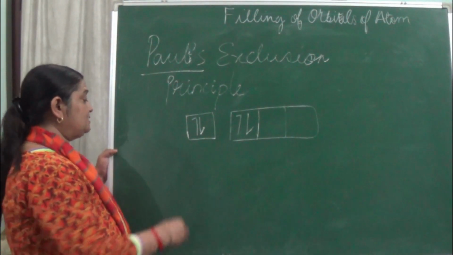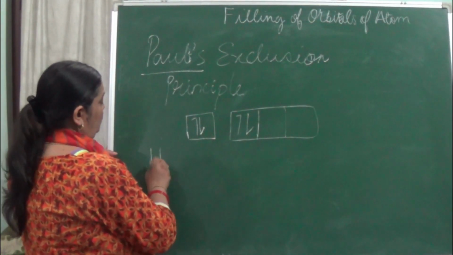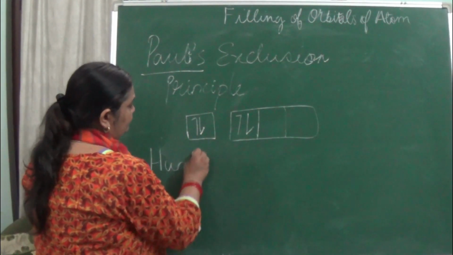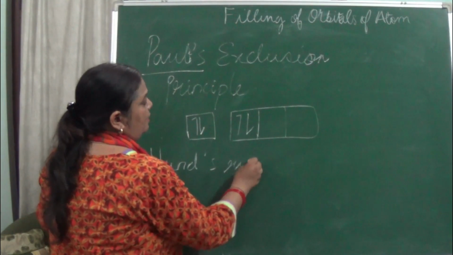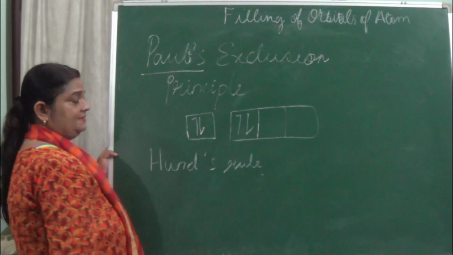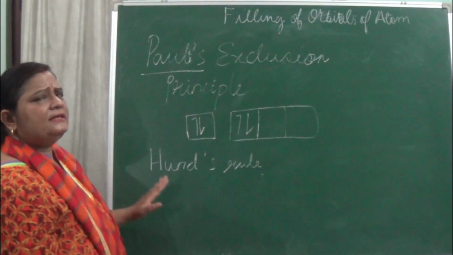Next rule is Hund's rule. Now Hund's rule of multiplicity, it is said actually. He said what?